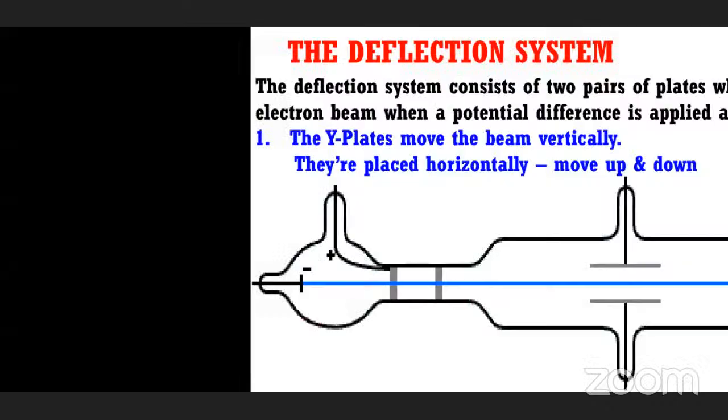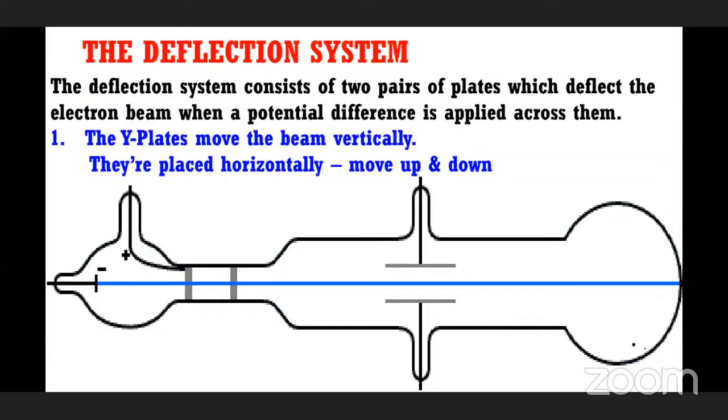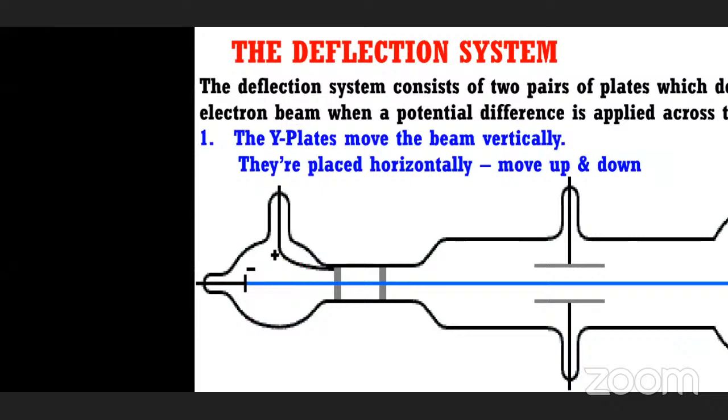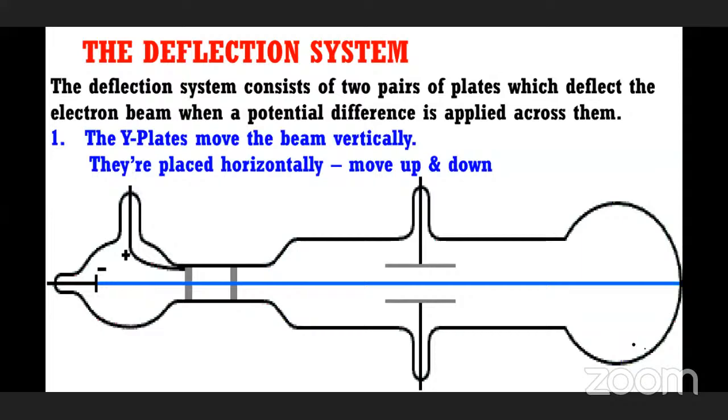So we have the deflection system. The deflection system consists mainly of two pairs of plates, which deflect the electron beam when a potential difference is applied across them. We have the Y plate and the X plate. Let us go back to that diagram.